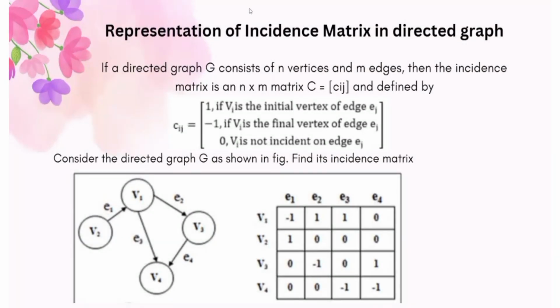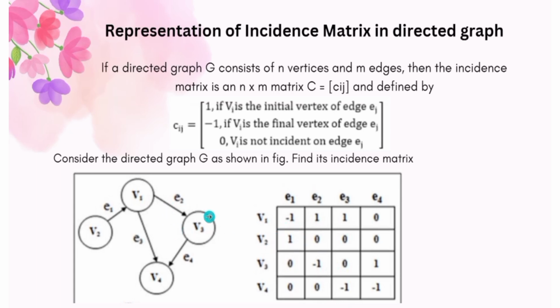Let's see the representation of the incidence matrix in a directed graph. In a directed graph, the entry is 1 for the starting vertex and -1 for the ending vertex of the edge. If there is no edge, it's 0. Now let's see an example to understand this. Here we can see that E1 is the edge connecting V2 and V1. V2 is the initial vertex and V1 is the final vertex. We know that for the initial vertex it is 1 and for the final vertex it is -1. So in the column of E1, for V1 it is -1 and for V2 it is 1.